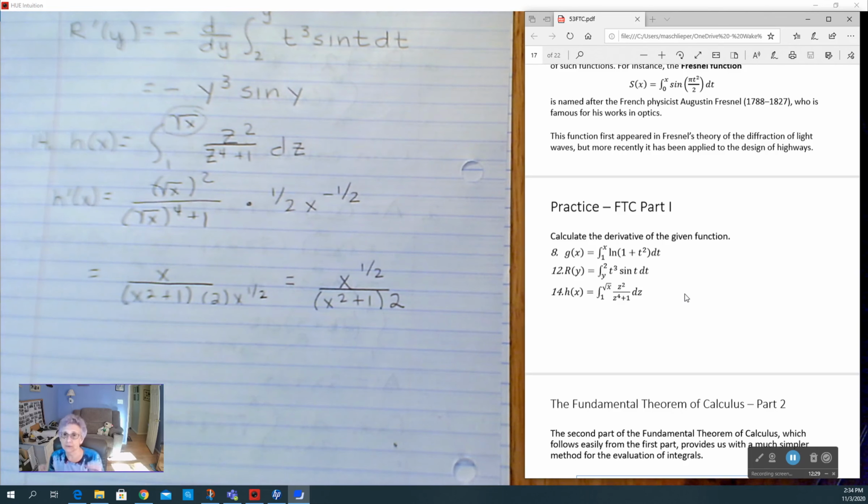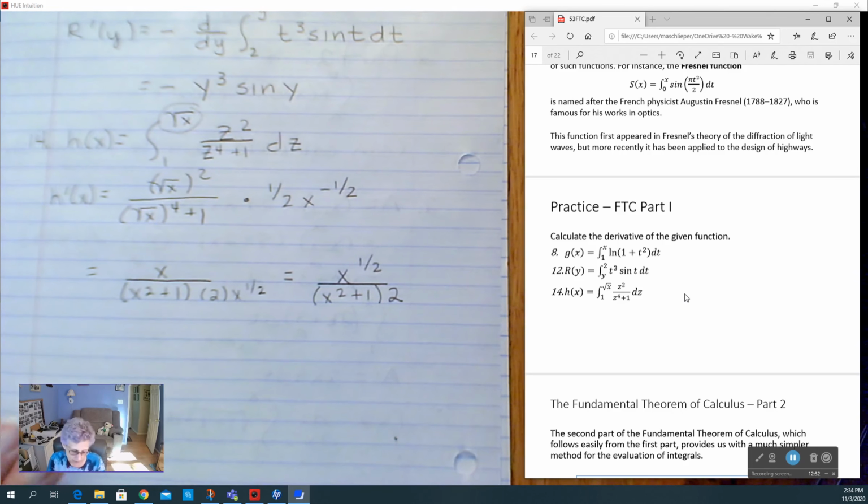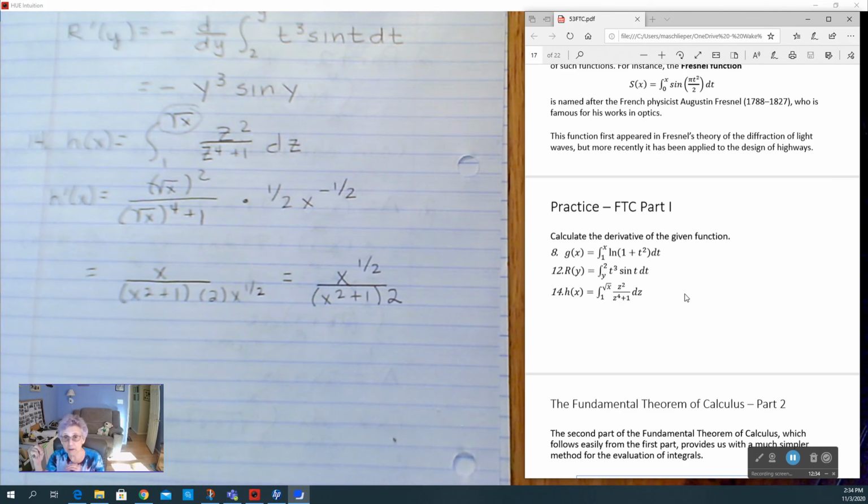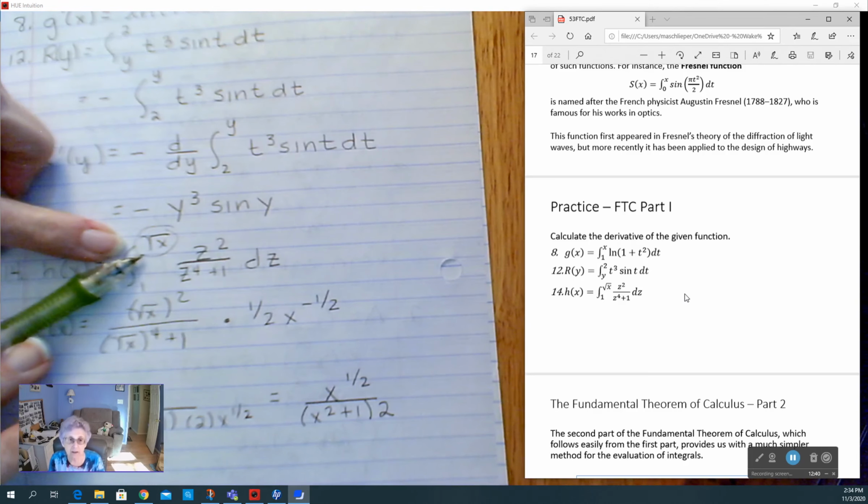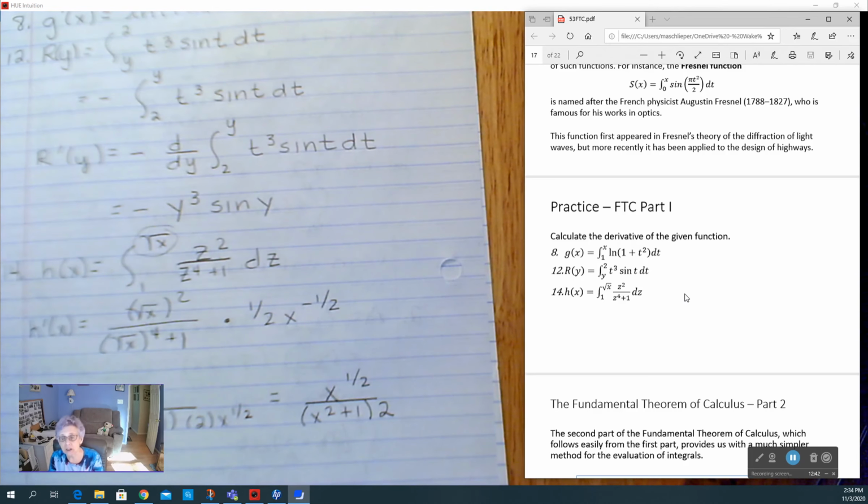Important part is don't forget the chain rule. So if you have just a plain old variable there, plug it in, plug it in. If you have a function of a variable, plug in the function, then multiply by the derivative of the function. Chain, chain, chain rule. That is Fundamental Theorem of Calculus Part 1.